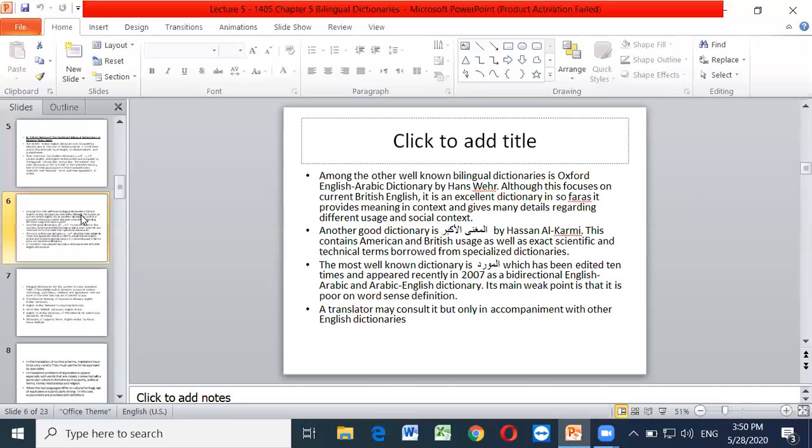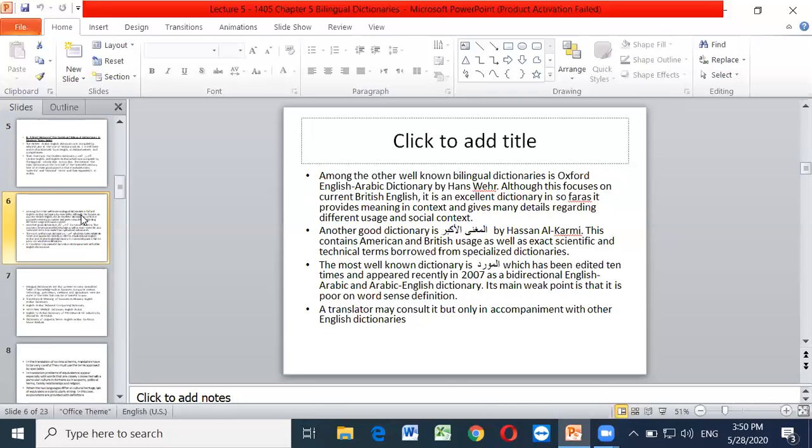Among other well-known bilingual dictionaries is the Oxford English Arabic Dictionary by Hans Wehr. Although this focuses on current British English, it is an excellent dictionary insofar as it provides meaning in context and gives many details regarding different usage and social context. Another good dictionary is Al-Mughni Al-Akbar by Hassan Al-Karmi. This contains American and British usage as well as exact scientific and technical terms borrowed from specialized dictionaries.